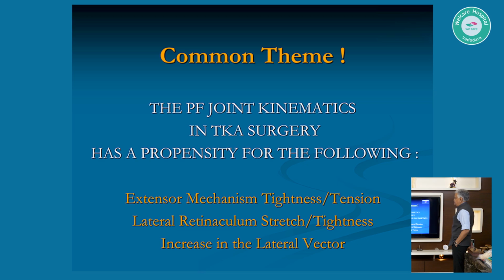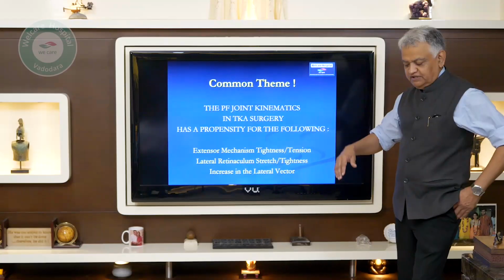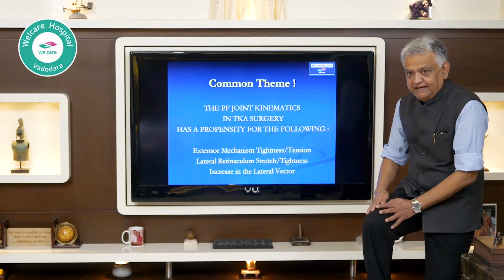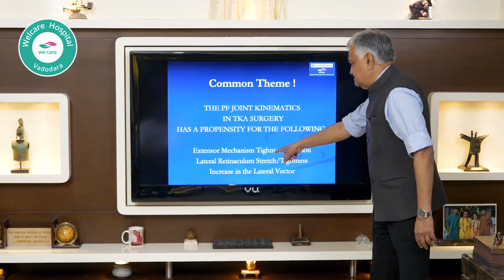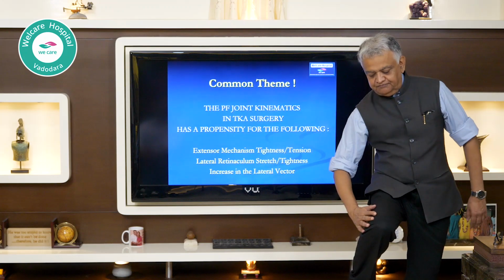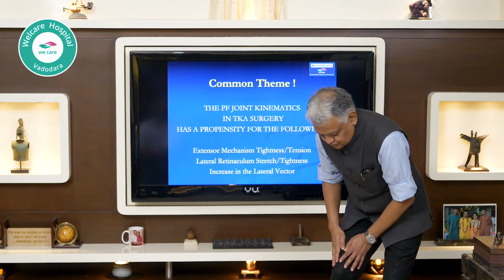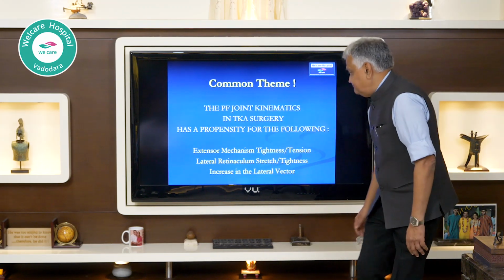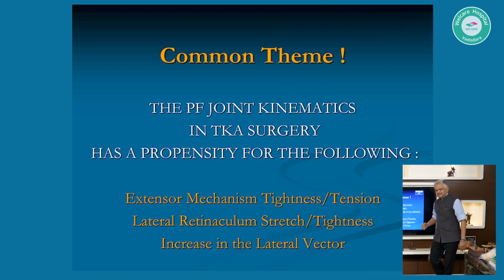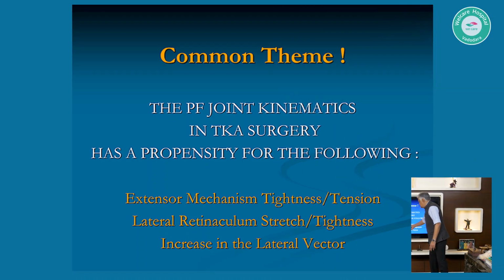The PF joint kinematics in total knee arthroplasty surgery has a propensity for the following: extensor mechanism tightness, or in other words tension within this envelope; lateral retinaculum stretch; and an increase in the lateral vector, which is actually a result of this. Lateral vector means the patella going out laterally. Next, please.